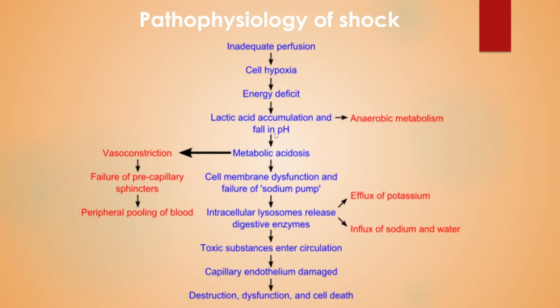If the pH continuously decreases and there is further formation of lactic acid, the person may enter into metabolic acidosis. Due to that, there may be cell membrane dysfunction and failure of the sodium pump, or vasoconstriction will happen, which further leads to failure of precapillary sphincters and peripheral pooling of blood. If cell membrane dysfunction and sodium pump failure happen, there will be lysosomal release. It causes efflux of potassium and influx of sodium and water. Thus, the intracellular lysosomes release toxic substances, which enter the circulation.